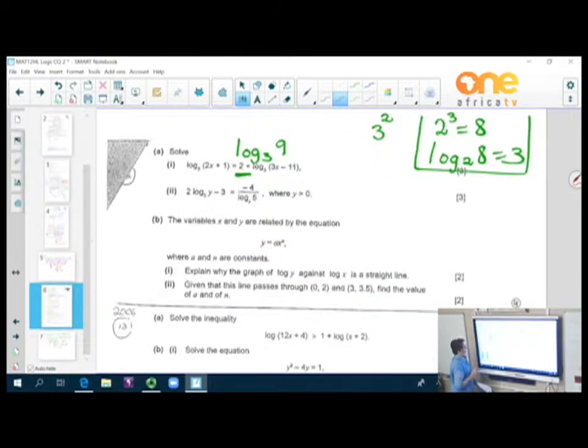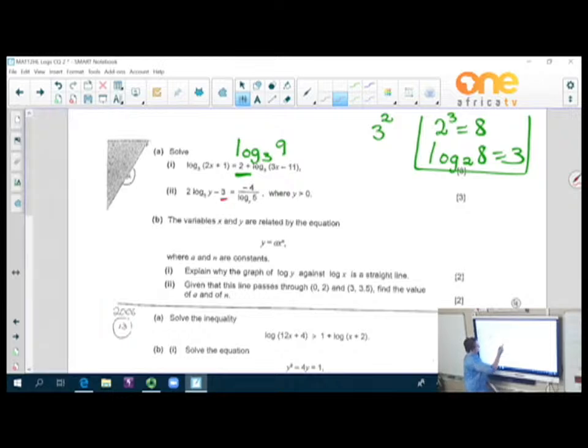Right, now let's look at B. 2 log 5 of y minus 3 is equal to negative 4 log y of 5, where y is more than 0. Can I apply my log laws? No. You've got two problems. The one is the 3, and the other one is here. I have a change of base. And now I have to apply those log laws of the change of base.